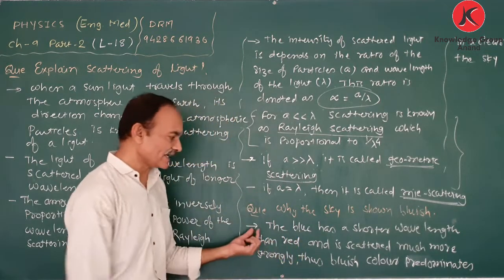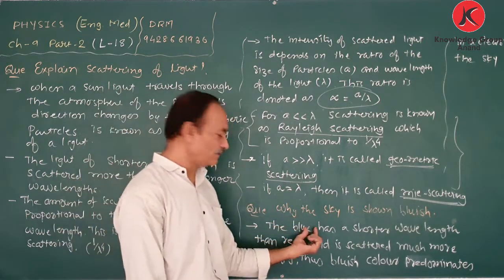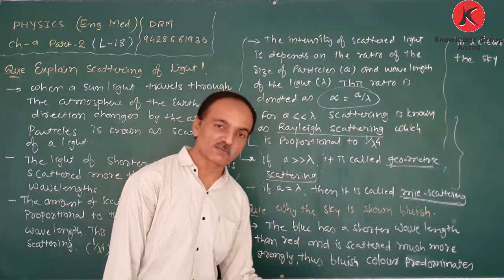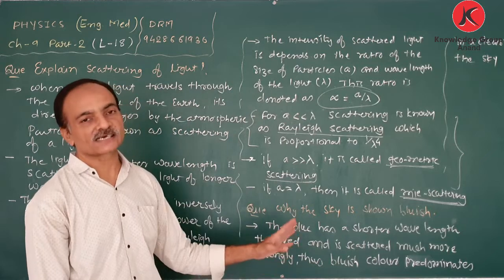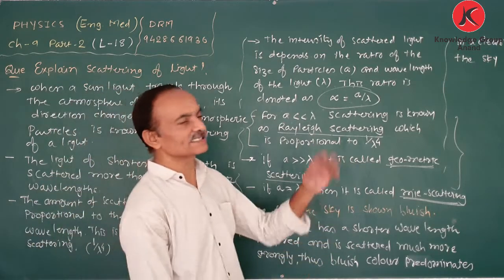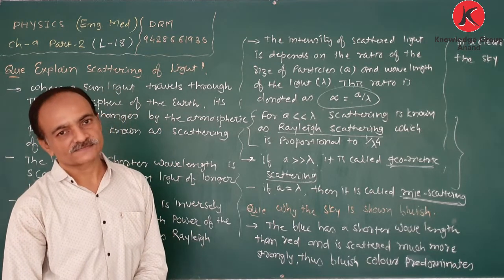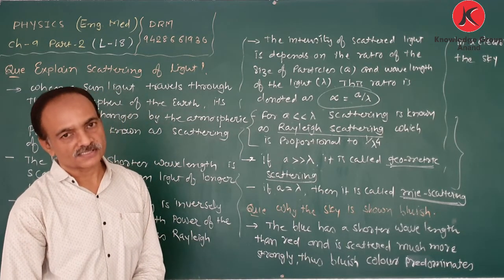The reason is that blue has a shorter wavelength than red color and is scattered much more strongly, and the bluish color predominates in a clear sky. Therefore, the sky looks bluish.